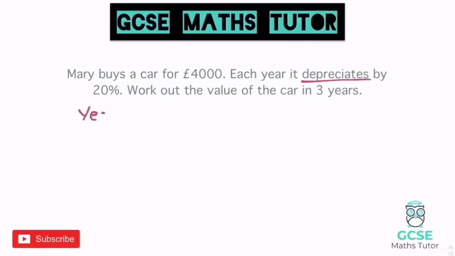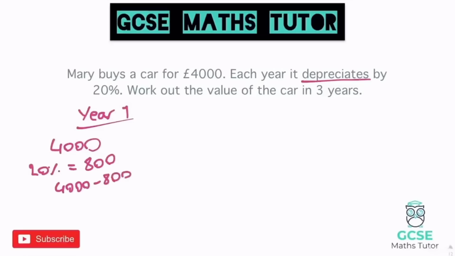So if we do this without a calculator, we can do it both ways. Year 1, the £4,000 is what it's worth. 20% of that we can work out. 10% is 400, 20% is 800. And if we take away that 800 there, so 4,000 take away 800, we end up with 3,200. So we don't keep losing £800 a year.